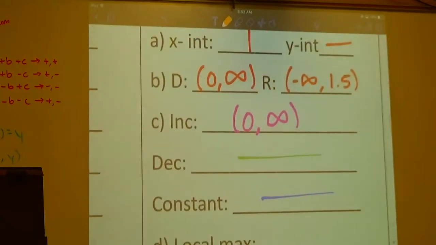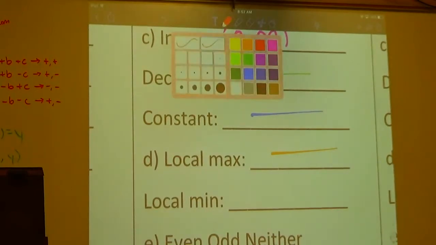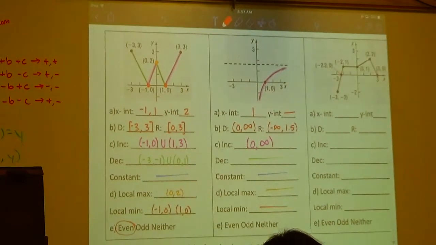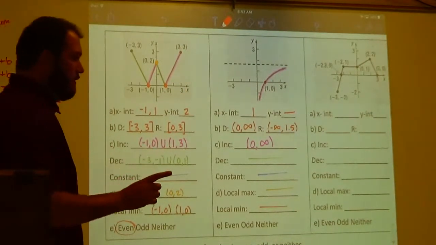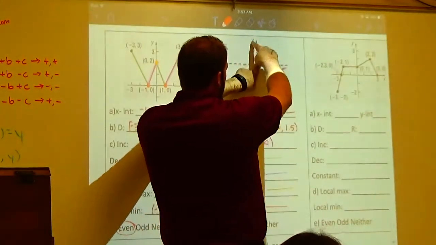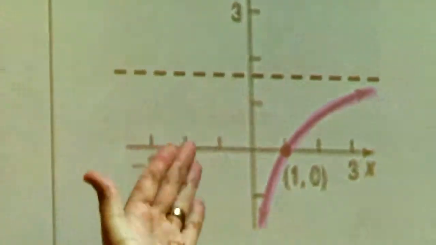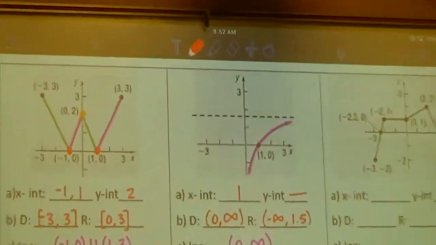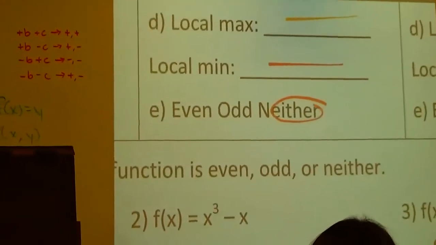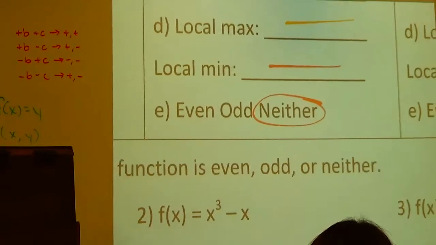Do we have a local maximum? No. Do we have a local minimum? Nope. Is this even, odd, or neither? It's neither. Good. Because if I were to stick a pin here and spin it halfway around, I'd have one graph here, but I wouldn't have one here. So it's neither, and it doesn't flip across. All right, y'all do the third one.